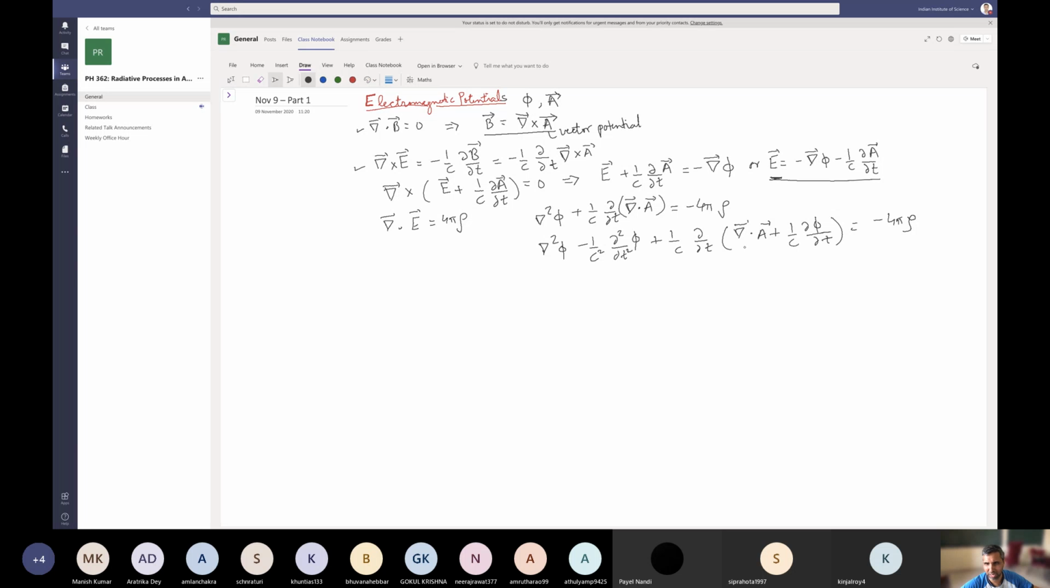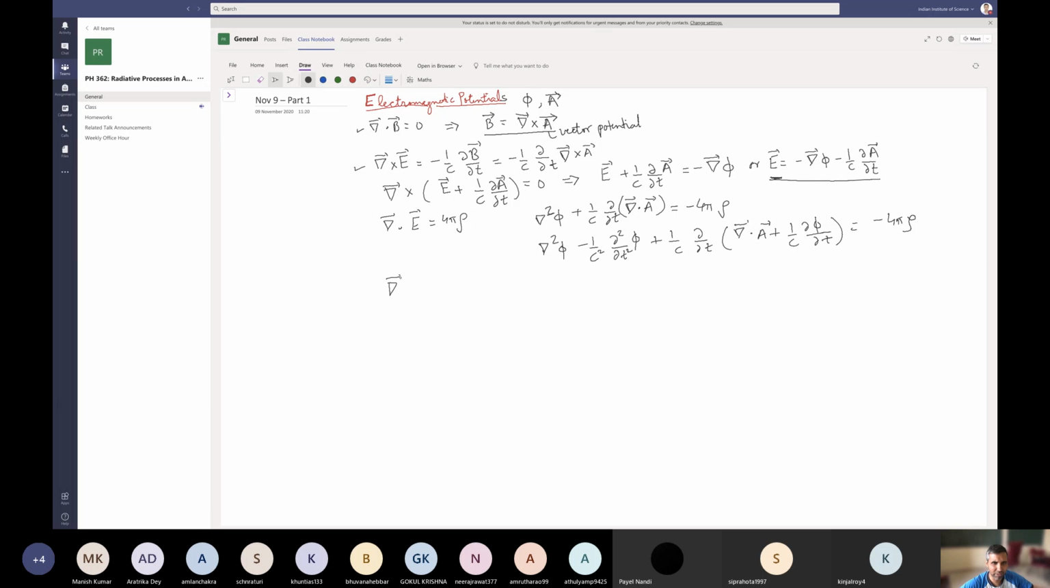Now I have done this so that I get something like a wave equation. I already know that I can get a wave equation for the potentials, because we know that Maxwell's equations, at least in vacuum, have wave solutions. So in vacuum where rho and j are 0, we should be able to get del squared phi minus 1 by c squared d squared phi by dt squared equal to 0. So this is what I have written.